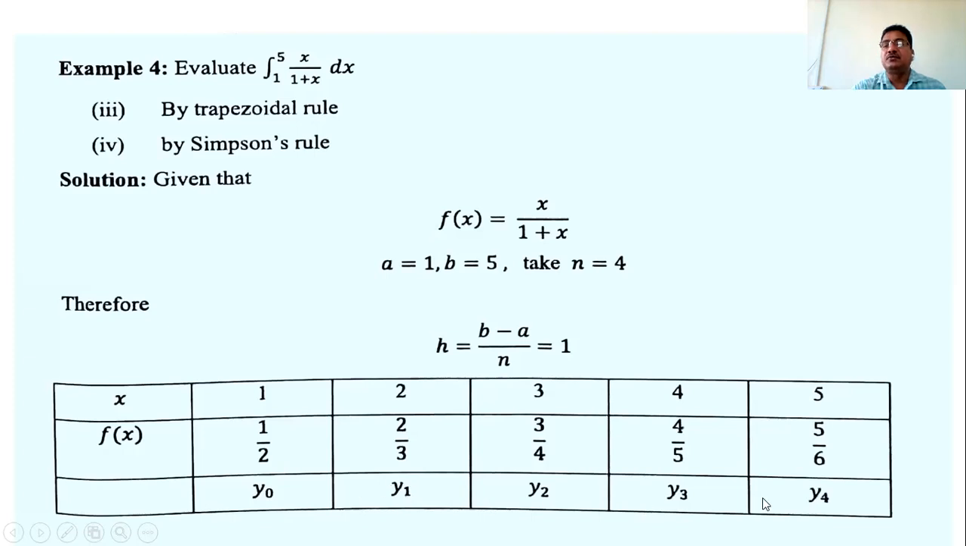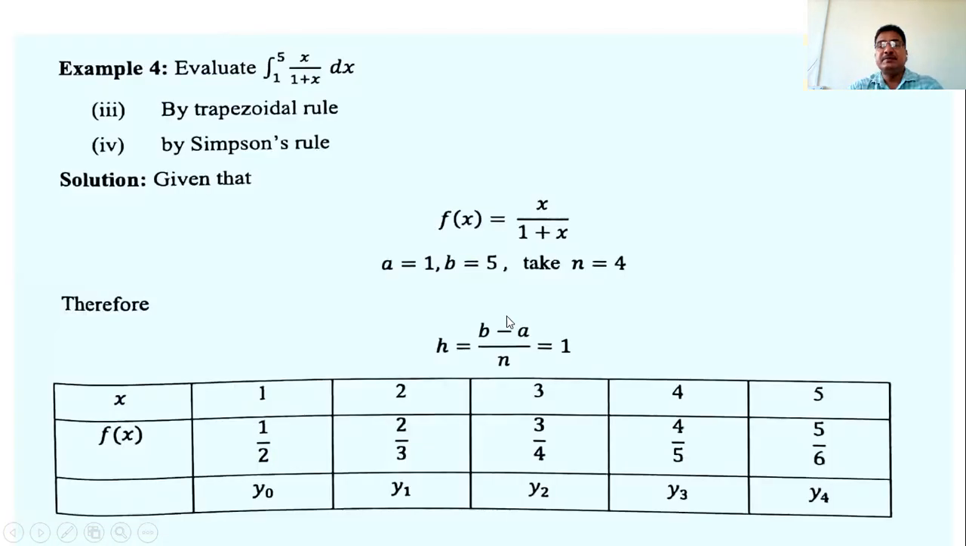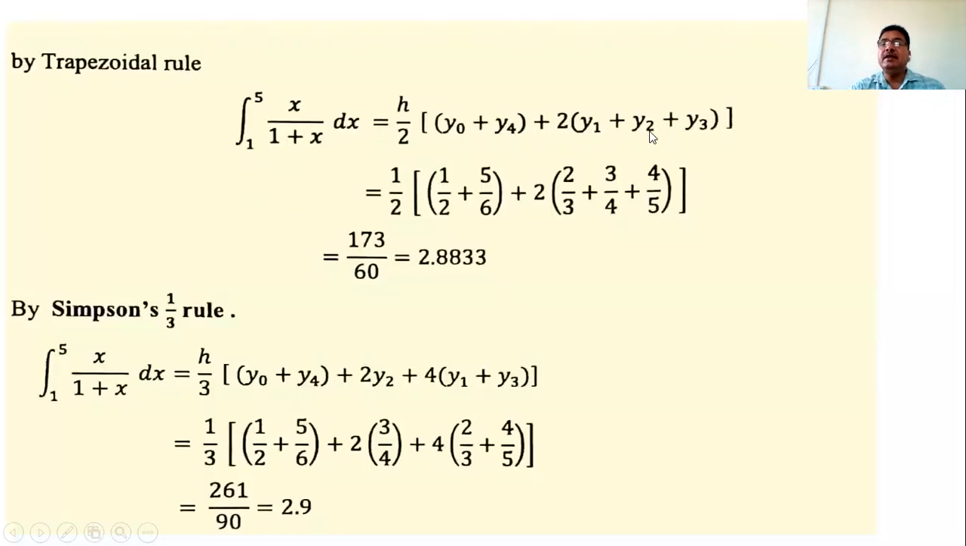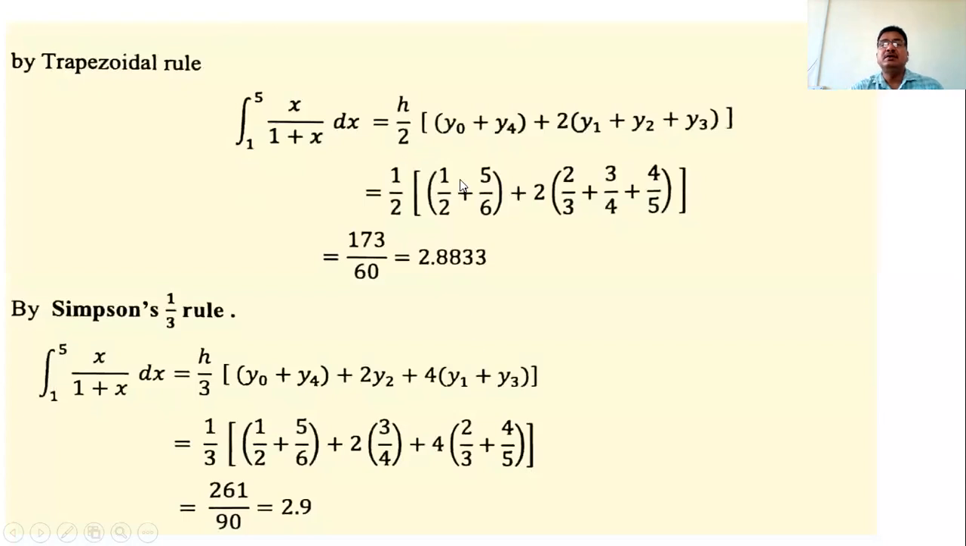Naming these values of y or f(x) by y0, y1, y2, y3, y4, write the trapezoidal rule for the integration from 1 to 5 of x by (1 plus x) dx, that is a to b f(x) dx is what? h by 2. The trapezoidal rule is h by 2 in bracket first value plus last value. So what is the first value? y0. The last value is y4, plus 2 times the remaining. What are the remaining? y1, y2, y3. So this is the trapezoidal rule. Substitute the values and find the answer. The answer is 2.8833.